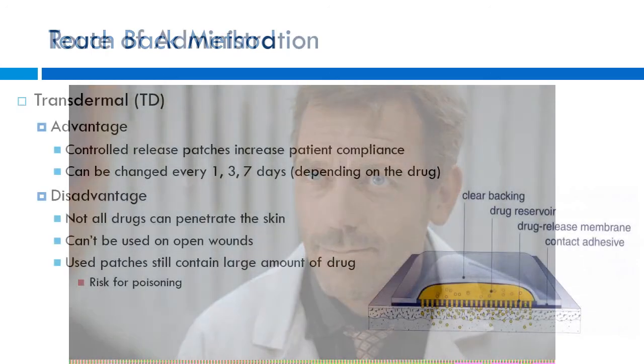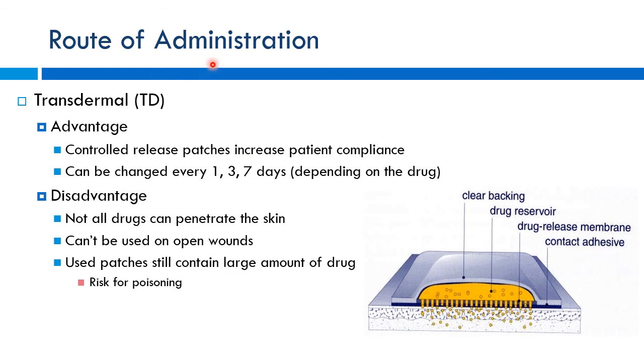Okay, the transdermal route. This is going to be useful for some medications. Now, the big barrier here is that drugs have to get through the skin in order to actually be absorbed, right? So this is why only certain drugs can be used via the transdermal route. I mentioned fentanyl as one that you can use via this route.